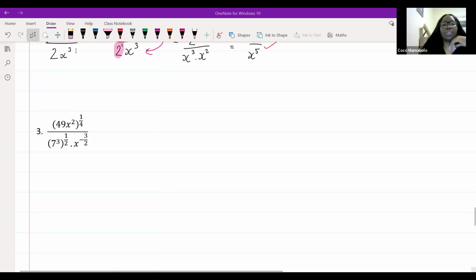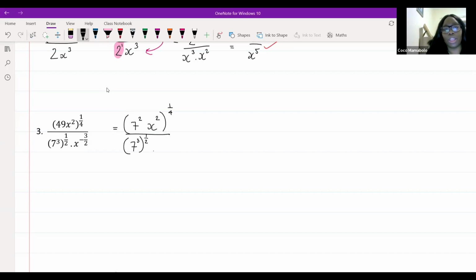Okay, all right. So it's very important for us to remember, guys, that when we're doing these kinds of questions, we're still employing the same rules we know about exponents. We're not changing anything. The only difference is just that we have fractions in these. Okay, so if we go ahead and do this question at the top, I'm going to get 49 is 7 squared, x squared, all to the power of 1 over 4, over 7 cubed, all to the power of a half, times x to the power of negative 3 over 2.